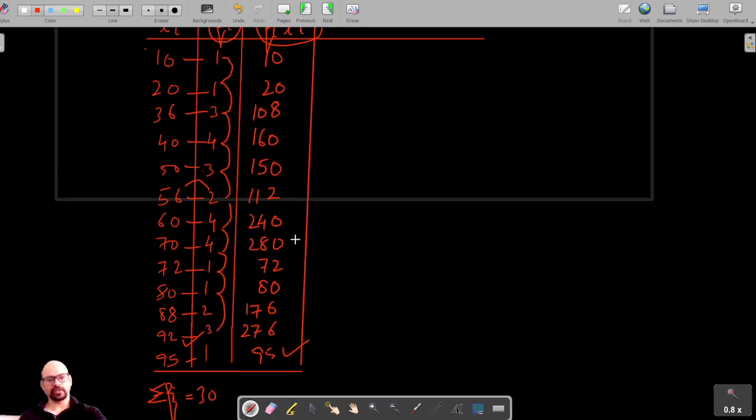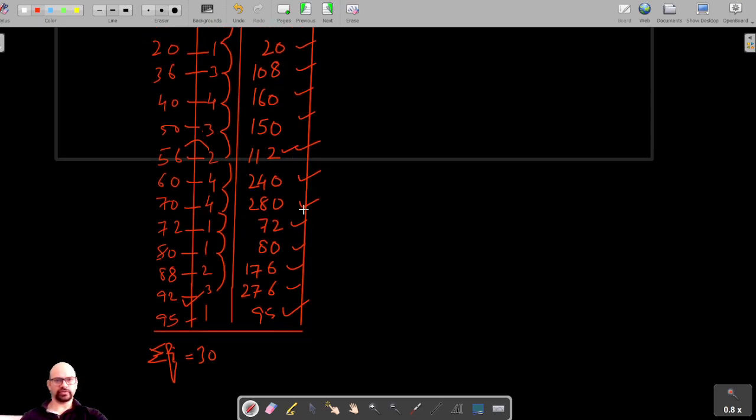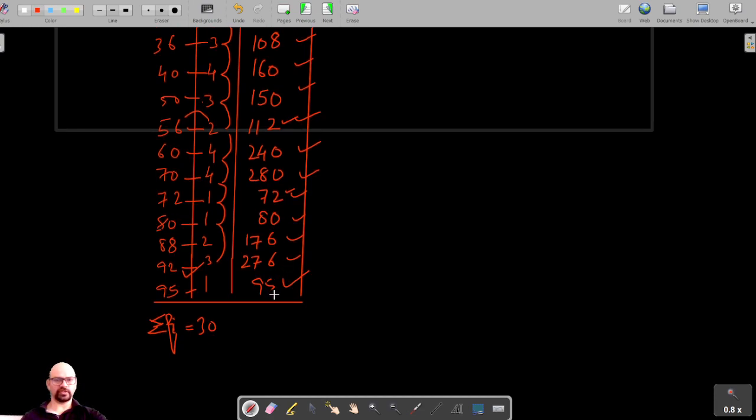Sigma fi is 30. Now let's move on to find the summation of the next column, which is fi into xi. So we'll have to find the sum of those. Let me just verify it: 10, 20, 108, 160, 150, 112, 240, 280, 72, 80, 176, 276, and 95. Okay, if we add them, this is 8 plus 2 is 10, plus 2 is 12, plus 6 is 18, and 5 is.